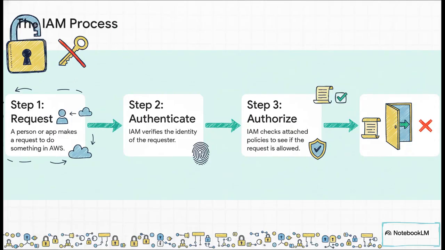So here's how it all works in practice. First, a person or maybe an application makes a request, like, hey, I want to launch a new server. IAM first authenticates them. Yep, you are who you say you are. Then, it immediately checks the rules, which are called policies, that are attached to that identity. If the rules say, sure, this person can launch servers, boom, action granted. If not, it's a hard no. Action denied. It's that simple.